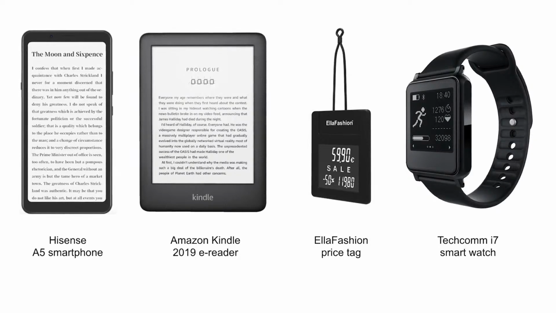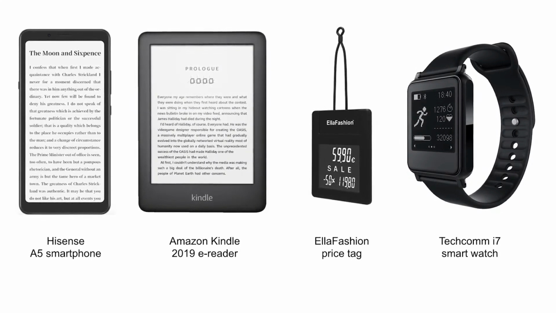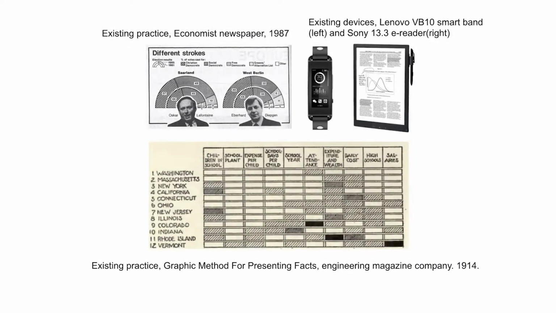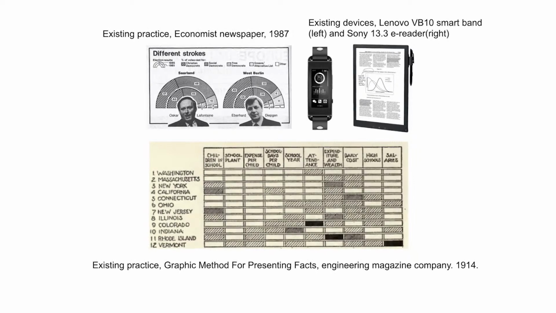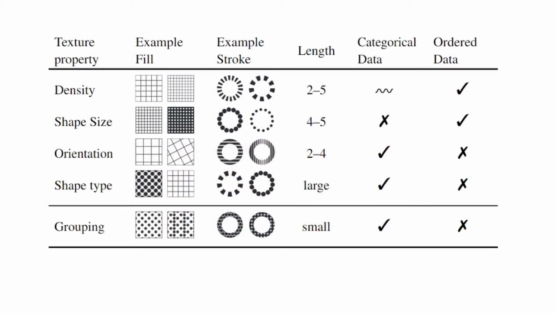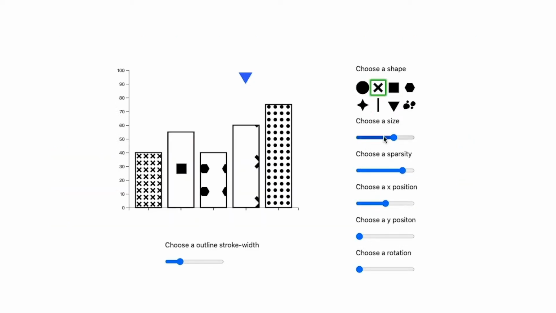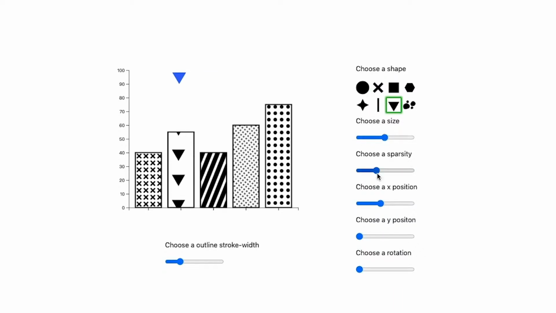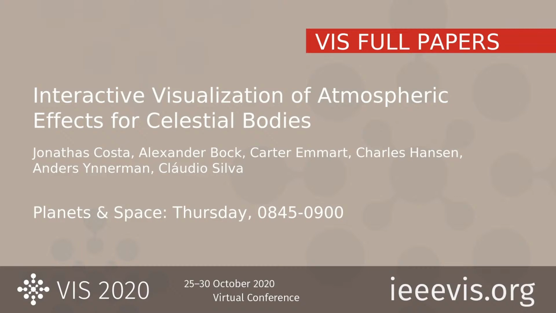Typical e-ink displays are in black and white. With the absence of color, we explored texture encoding as an effective way to visualize data. Inspired by existing practice, we summarized black and white texture properties, which can be used to encode data. We developed a prototype of a design tool that can customize black and white textures by manipulating these properties.